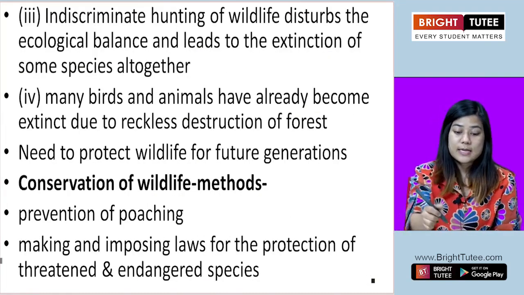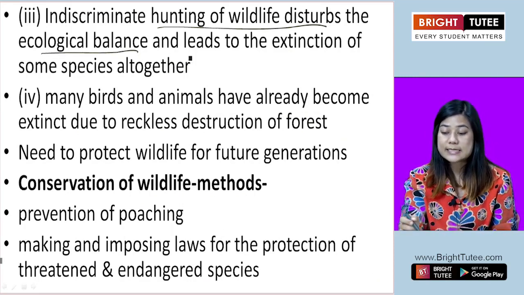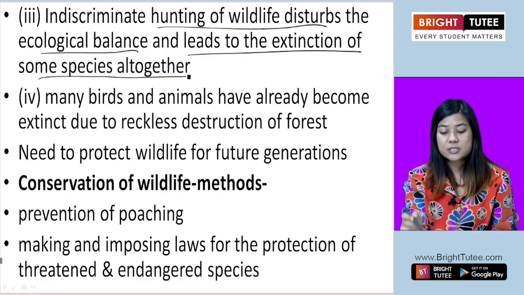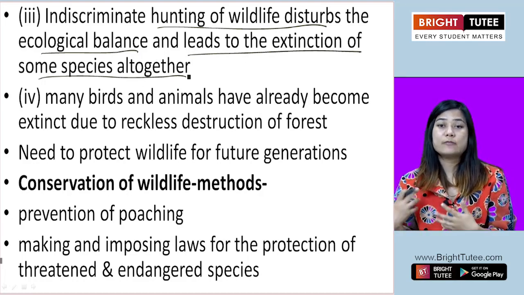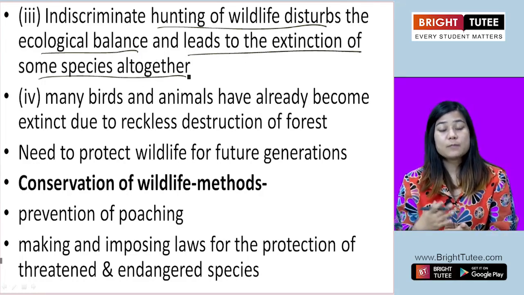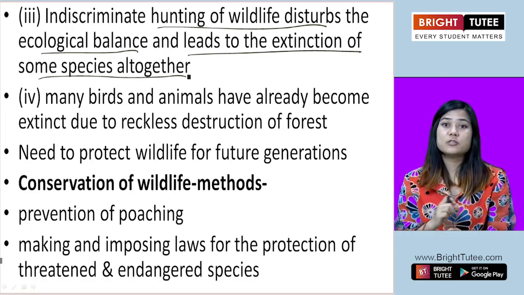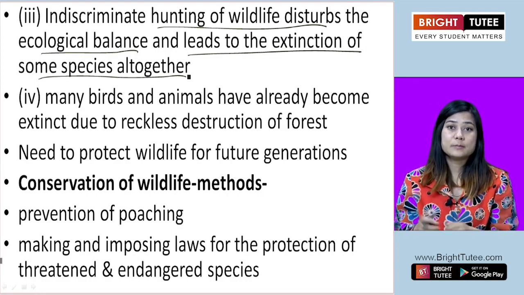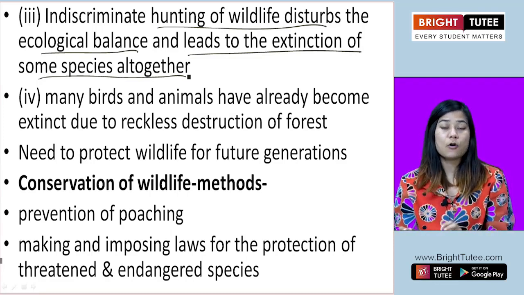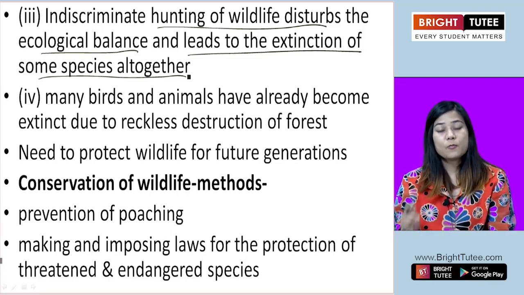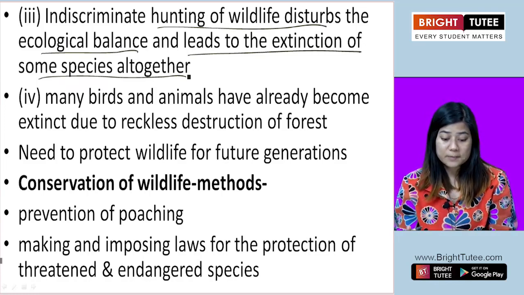The third one: indiscriminate hunting of wildlife disturbs the ecological balance and leads to the extinction of some species altogether. So, if we keep on hunting down animals, if we keep on killing the animals and the birds, if we keep on destroying the forest where the animals and birds live, then that leads to the extinction of many species of wildlife. This is why we have to preserve and protect the wildlife.